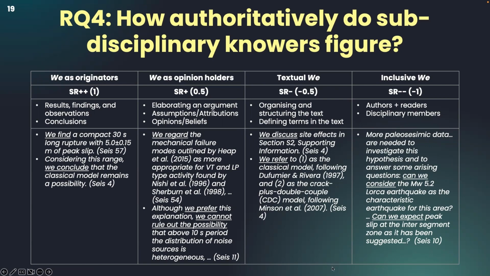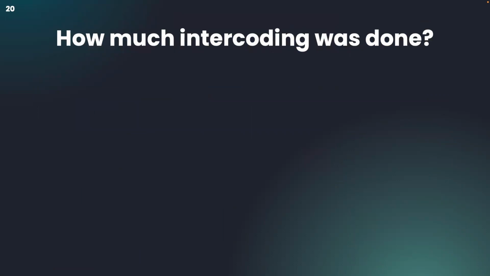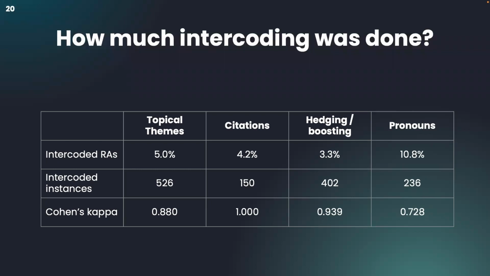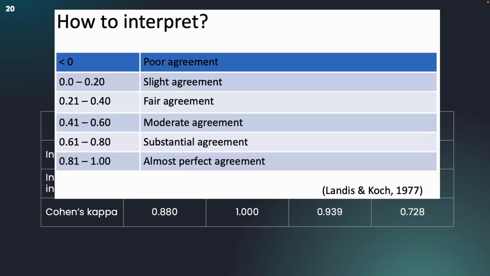Now, I was not the only person who coded the data. You can see that I intercoded part of the data with another coder who was an associate professor in applied linguistics. These are the minimal instances intercoded to reach a measure of reliability of the coding scheme, which is called Cohen's kappa. How to understand the values of Cohen's kappa? You have a manual here. You can see that it should be at least 0.61, which we managed to get.